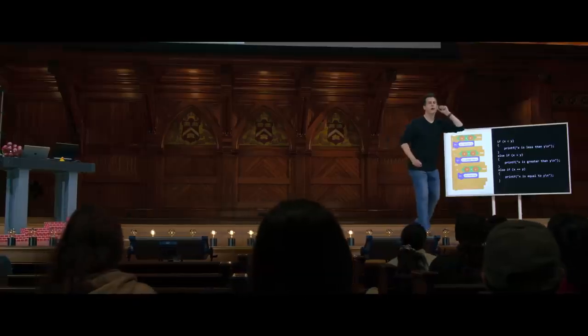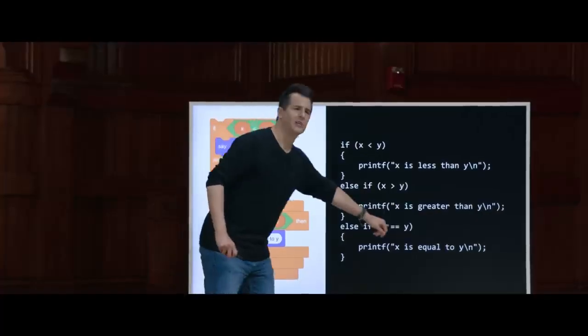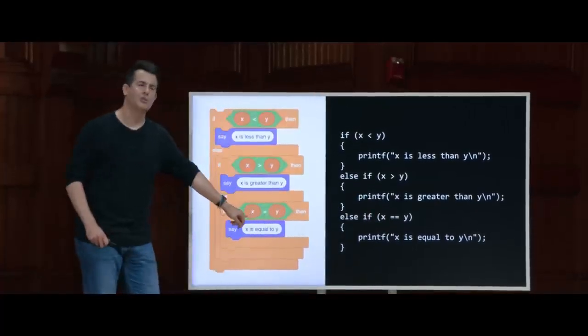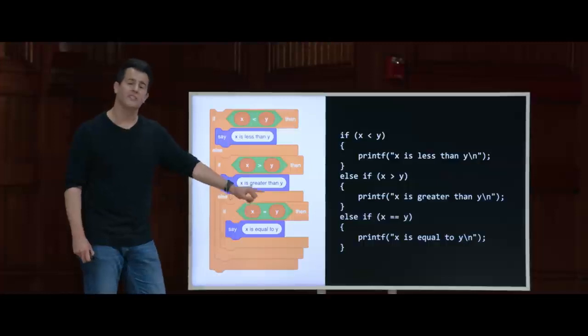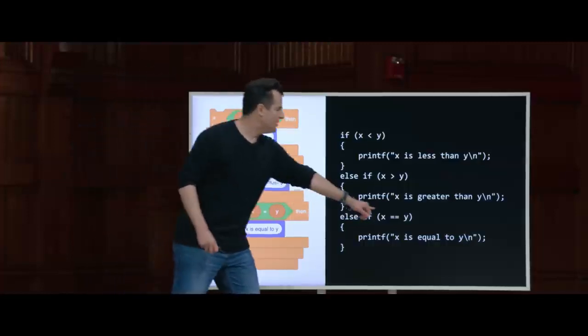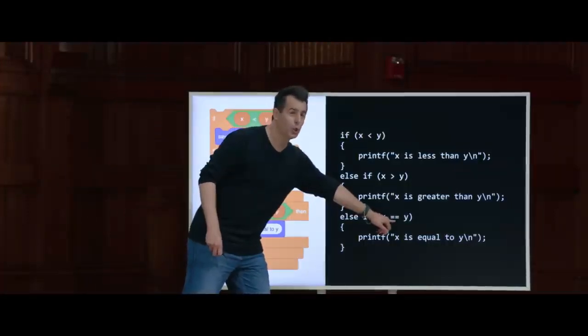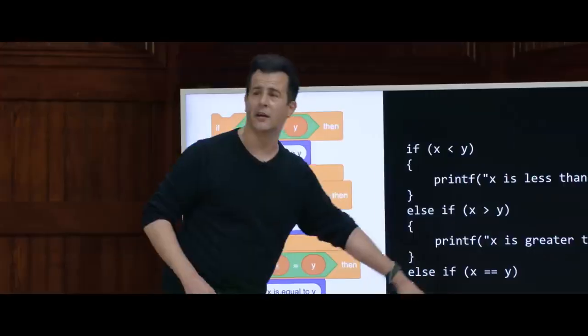The double equal signs does not match Scratch, but it's not, in fact, a bug or a mistake in C. Anyone have an intuition for why I did use 2 equal signs instead of 1 here? Yeah.